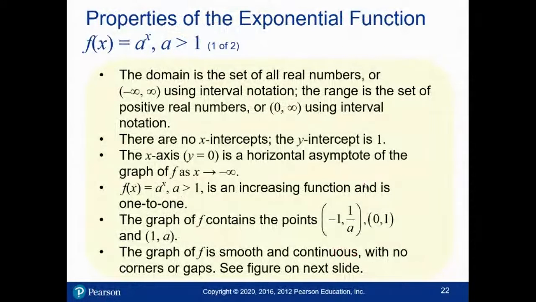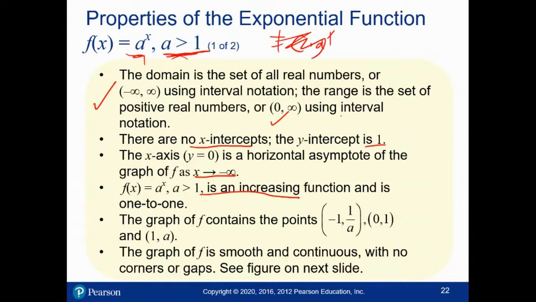So here are some properties of exponential functions, provided the base or the growth rate is bigger than 1. Okay? The domain is all real numbers, and the range is all positive numbers. The y-intercept is just 1. Notice this isn't c times a to the x. We're just doing a to the x without times c. The y-intercept is 1, and there's no x-intercept. You cannot get out a 0 from this function. You do have a horizontal asymptote as x goes to minus infinity. It is increasing, and it's 1 to 1.